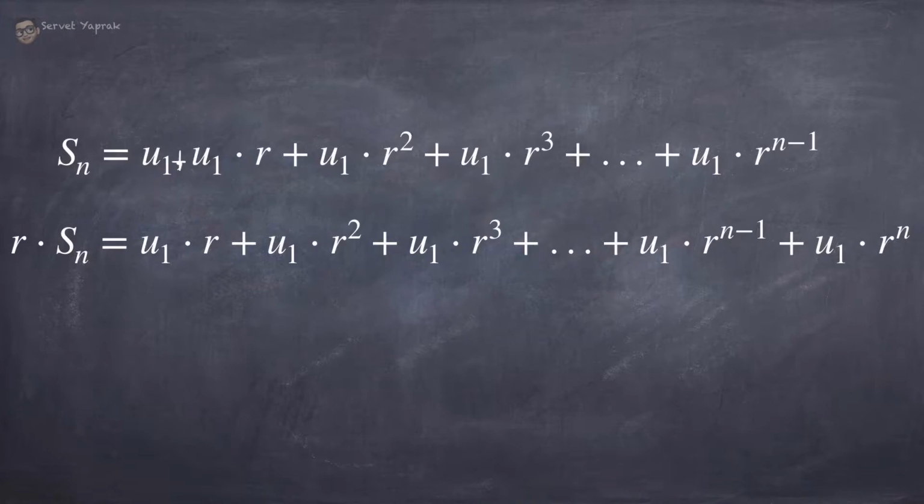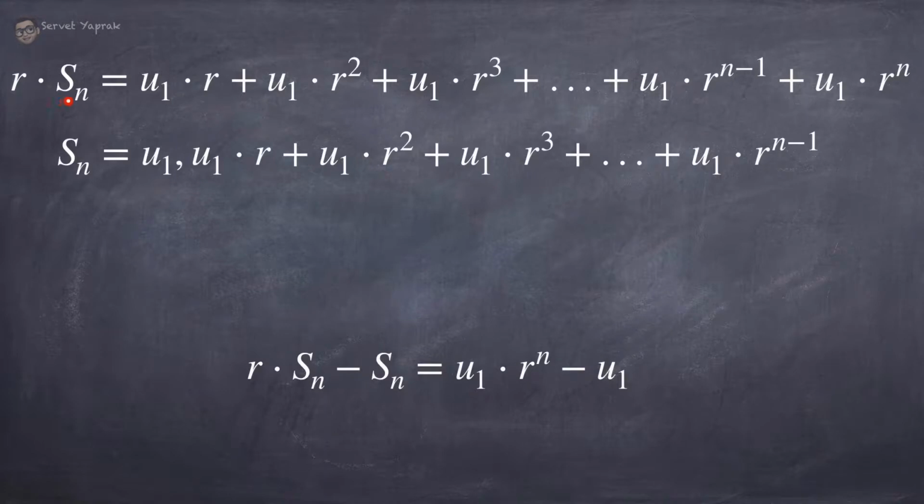Sn is equal to u1 plus u1 times r plus u1 times r squared, up to u1 times r to the power of n minus 1. So I multiplied the whole sum by the common ratio r, so it became r times Sn. u1 becomes u1 times r, u1 times r becomes u1 times r squared, and the final term will be u1 times r to the power of n instead of r to the power of n minus 1, because we multiplied it by r. Just like in the example, I will subtract these two sums from each other.